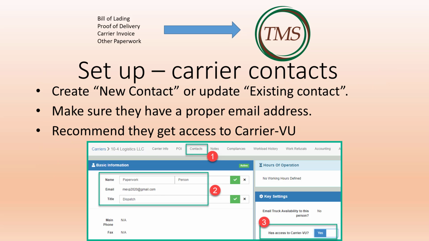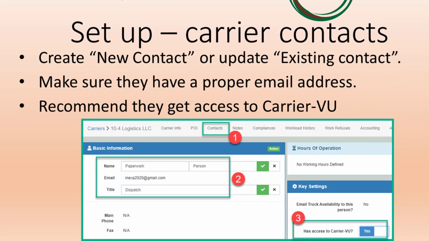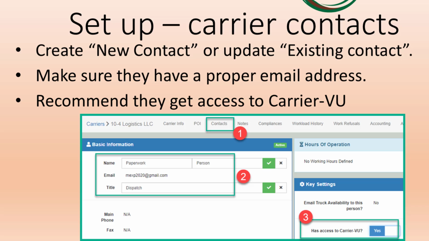To get this to work is really simple. There's just a couple of things to set up. First, create any carrier contacts you want to have in the system that will get these emails. Make sure they have a proper email address and recommend that they get access to carrier view as well.